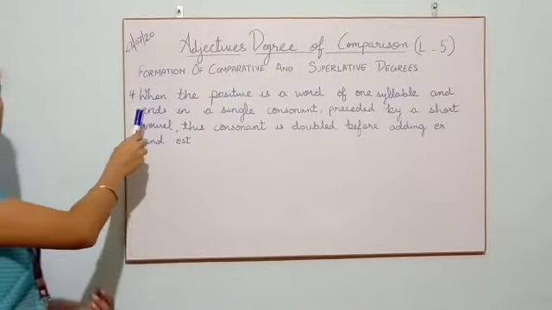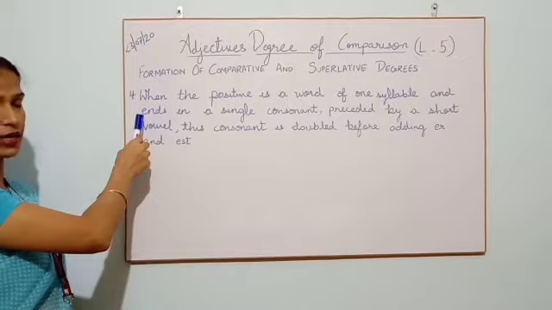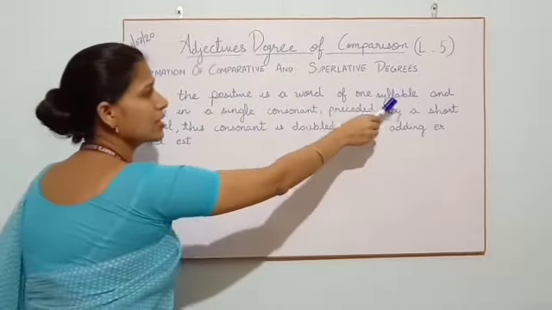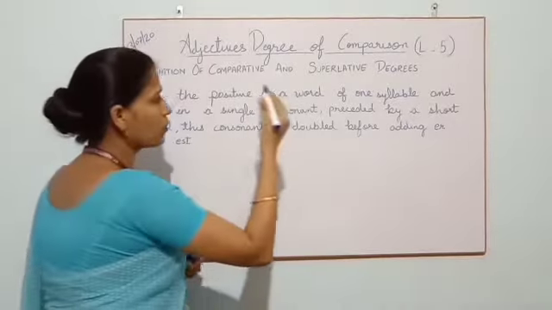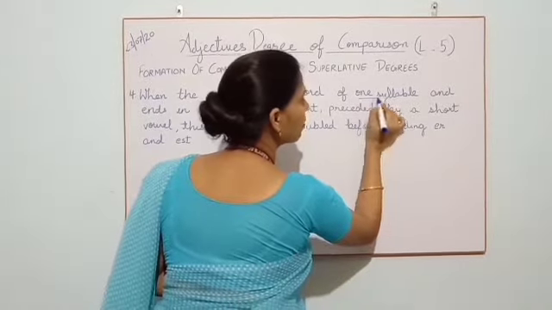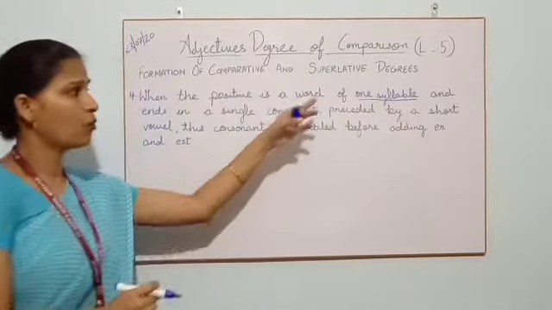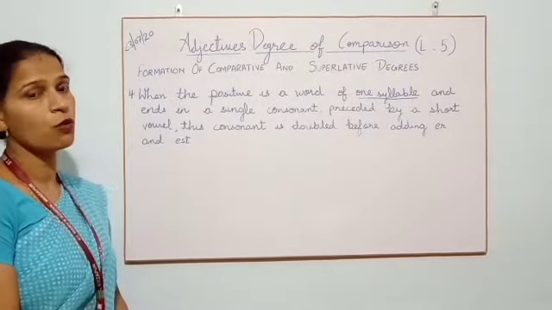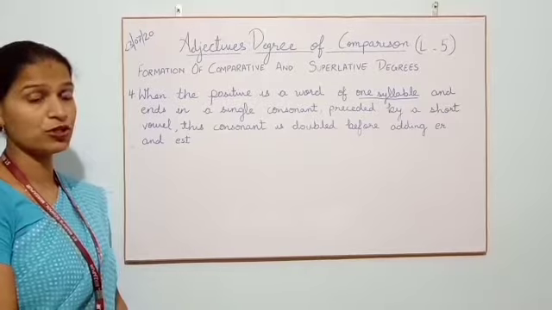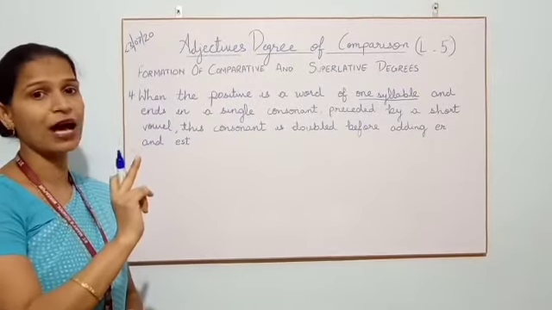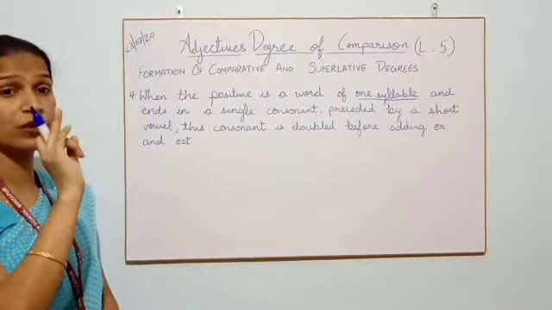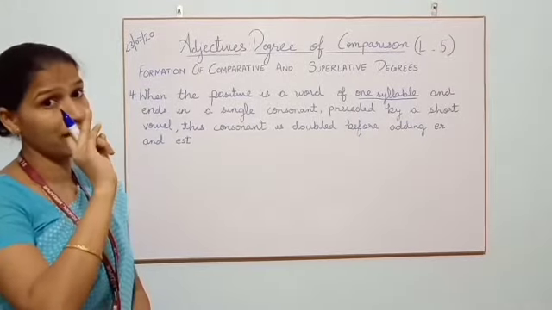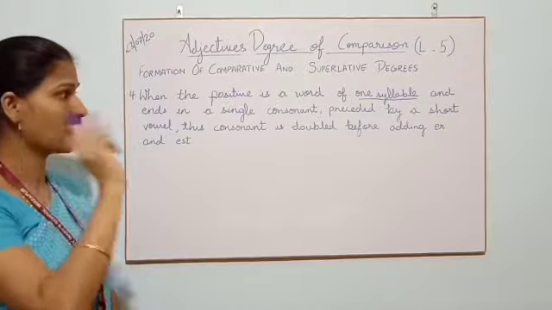Now, your 4-point according to your book is, when the positive is a word of one syllable. Now, I would like to quote this one syllable. I have already explained to you about one syllable. One vowel sound. I am not talking about vowel. I am talking about when you will hear a vowel sound, then it means there you can see one syllable.